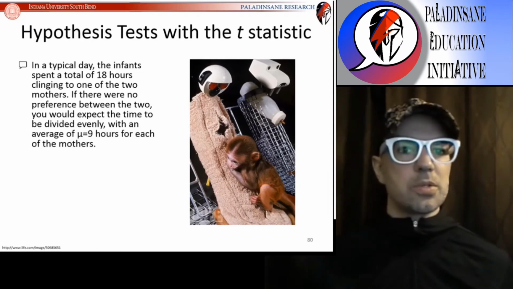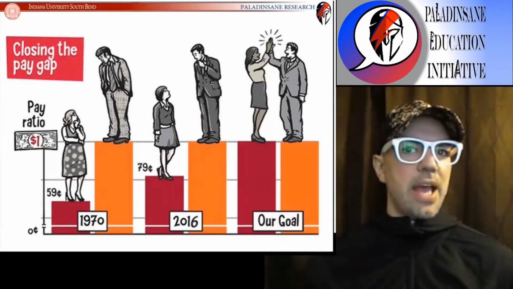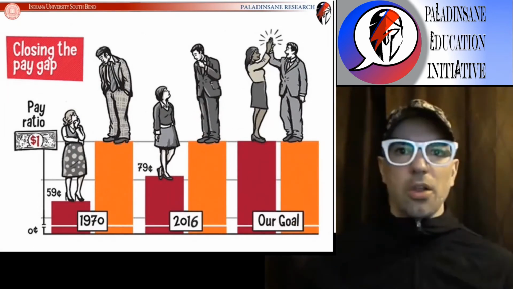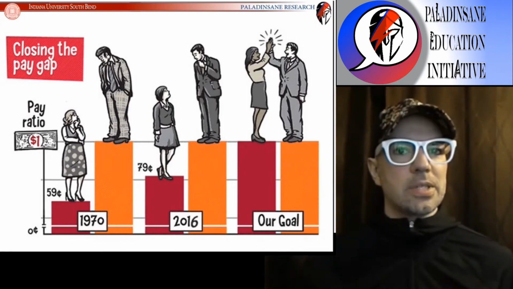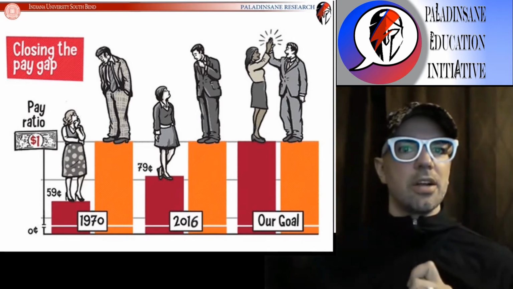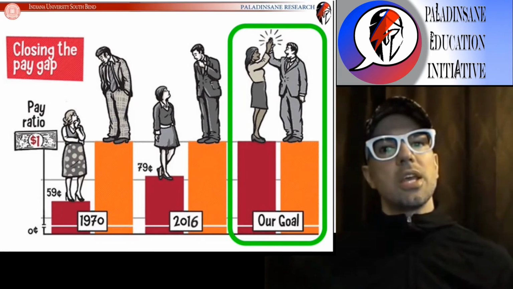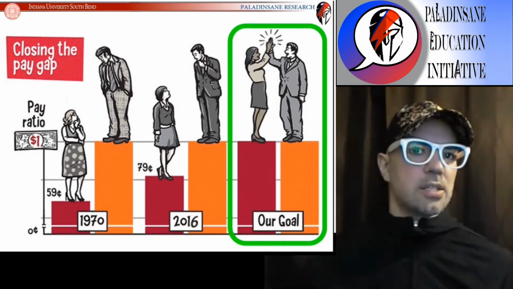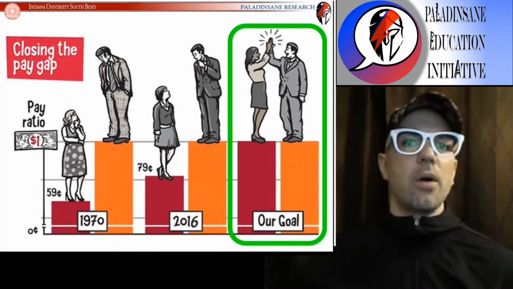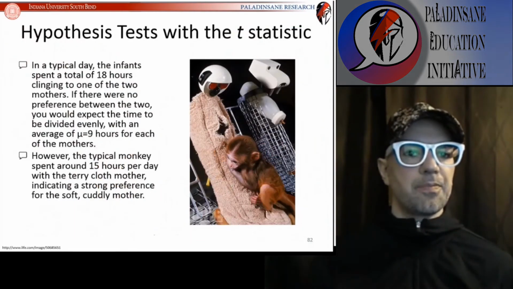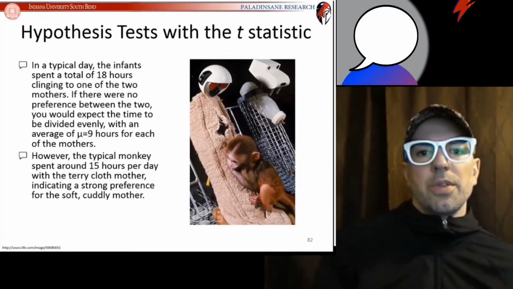And if it helps, remember that gender pay gap. We don't know exactly what the gender pay gap is today. I've heard estimates all over the place. But we do know what the gender pay gap would be under the null hypothesis. If there was no effect of gender, then we know that the gender pay gap would be 0, right? There would be no gap. So keep that in mind when you're thinking about your hypothesized mean. You need to find that information in the question so that you can figure out what that hypothesized mean actually is. So if there was no preference between the two, they're going to spend 9 hours with each mother.